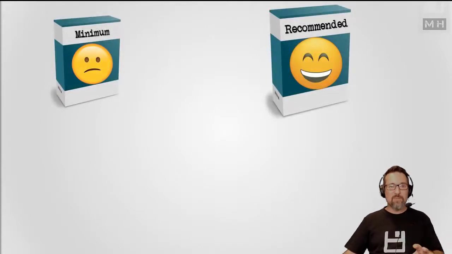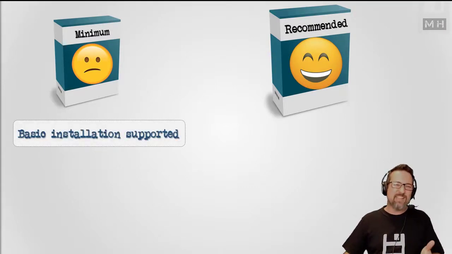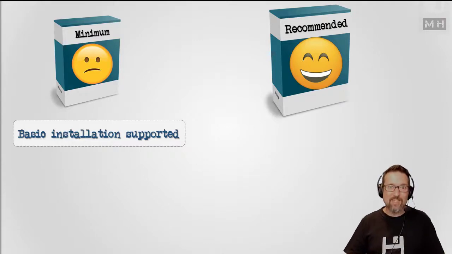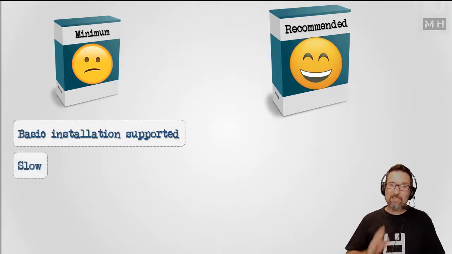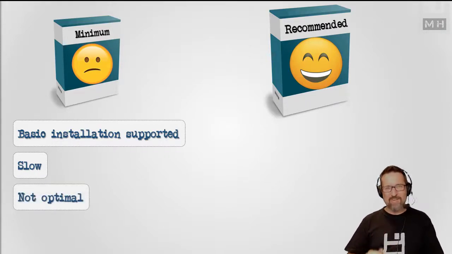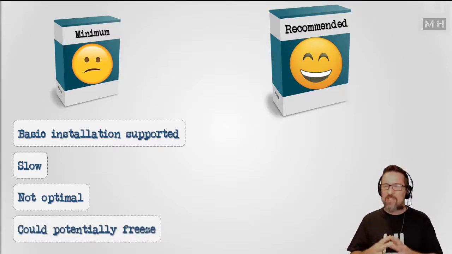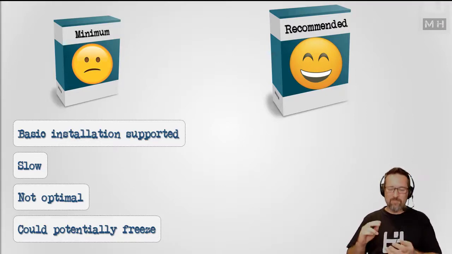Okay, so minimum and recommended. The software developers will always give you two recommendations. The minimum basically means a basic installation is supported. That means that it's probably going to be slow on your computer. It's not going to run at an optimum level, which is unfortunate for you, and it could also potentially freeze when you're trying to do something that your computer just cannot cope with, because you might not have enough RAM, or the processor's not fast enough, or you just don't have enough space on your hard drive, all those sort of things.